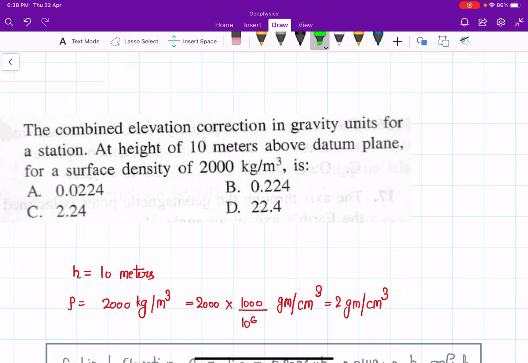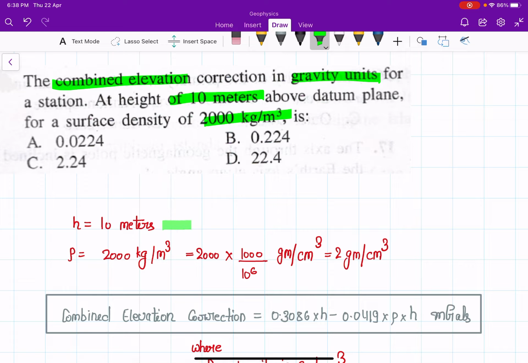Next is a very important question: the combined elevation correction in gravity units. So we have to find the value of combined elevation correction, and the unit will be in gravity units, for a station at a height of 10 meter. So the value of h is 10 meter above the datum plane, for a surface density of 2000 kilogram per meter cube. So given that h is 10 meter and density in kilogram per meter cube, first I convert the value of density in gram per centimeter cube.